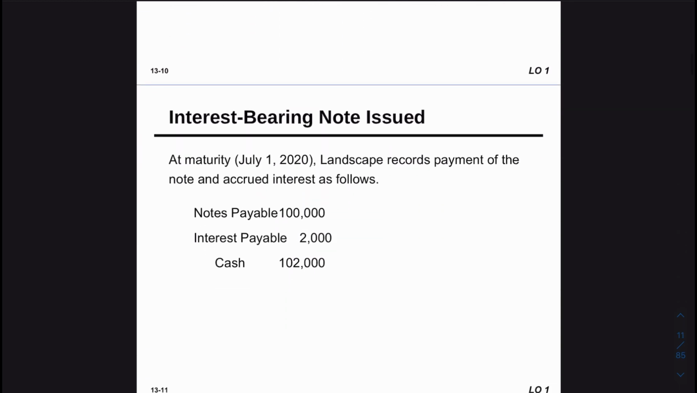And then at maturity, which is July 1, 2020, which is the time that we have to pay back the principal plus the interest, we have to record the payment of the notes. So we will debit notes payable, which is the principal amount that we took, and the interest payable. And then we will credit cash because we will pay the amount for the notes and the interest.